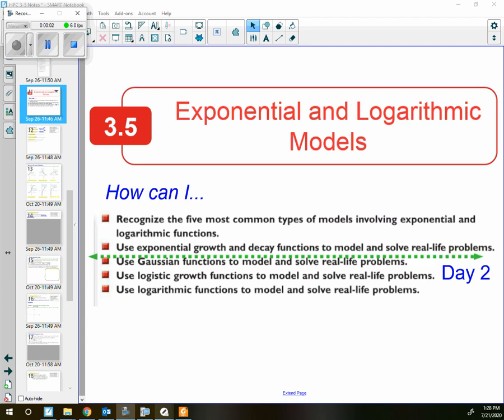All right, so we're on to 3.5, part 2, day 2 here, looking at modeling with exponential and logarithmic models. We're going to look at 3 different types today: Gaussian, logistic, and logarithmic. So we're going to look at 3 different types of formulas or equations that people use to model.